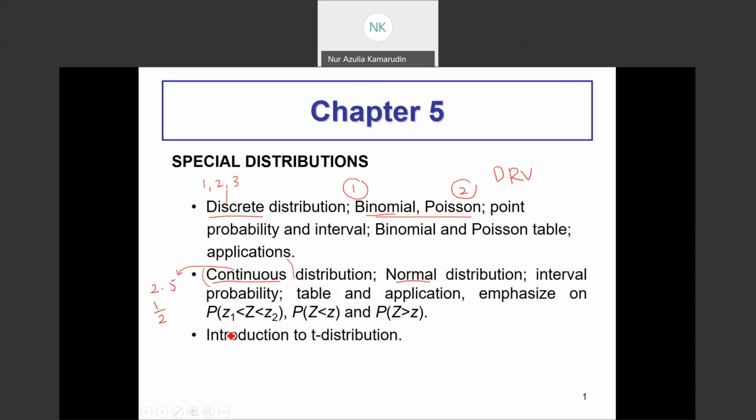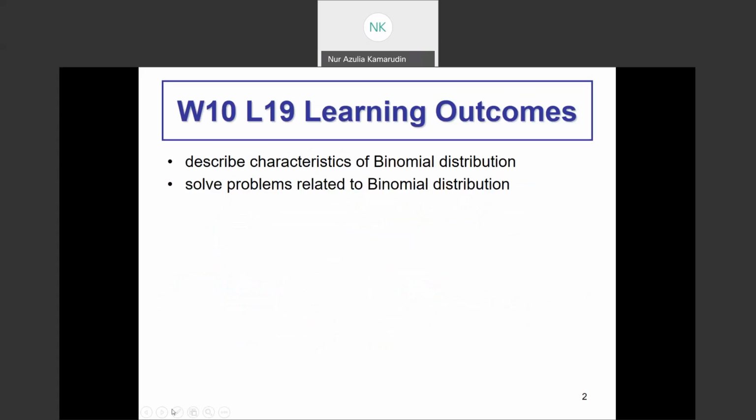Okay, so you need to know about the properties involved in the binomial and Poisson distributions, and also later on for our normal distribution you will need to use the standard normal distribution. So if you still remember, this is your z, referring to your z-score. Okay, this is especially for those who have done your normal distribution previously. Okay, and then also slightly about our t distribution. Okay, so for this part now, you need to know about the characteristics of binomial distributions, and of course you need to solve some problems related to the distribution.